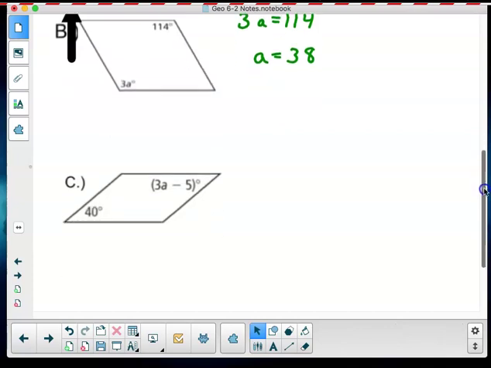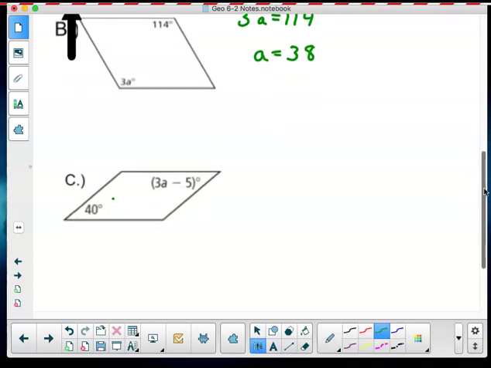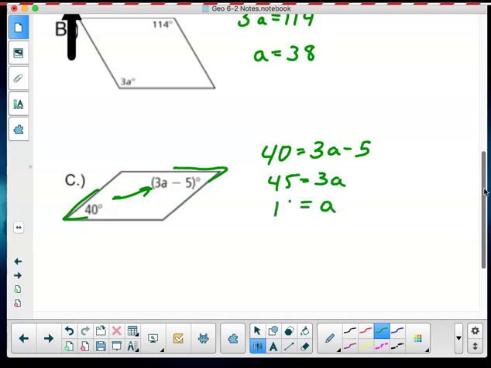All right. And then the last one, opposite angles. These are opposites. This is opposite this. 40 is equal to 3A minus 5. My opposite angles are diagonally across from each other. I add 5 and I get 45 is equal to 3A. And I find out that A is 15.